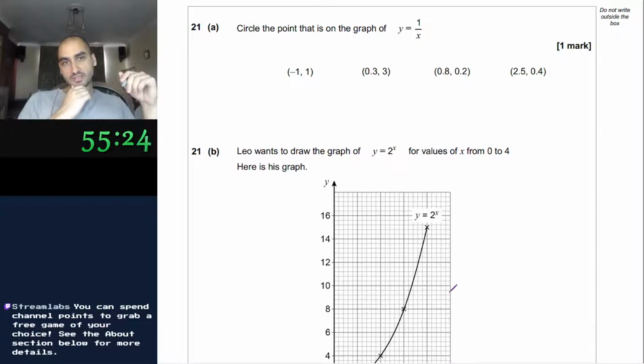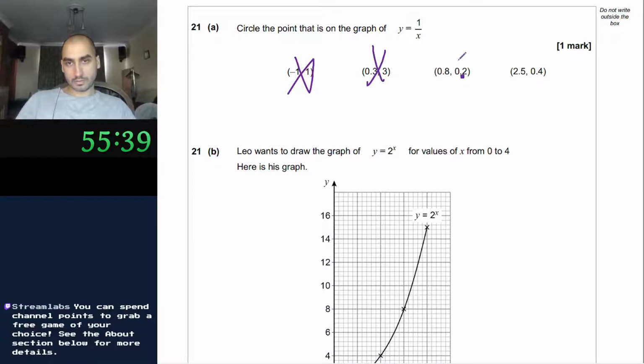Circle the point that is on the graph of y equals 1 over x. So... Nope. Nope. Nope. It's this one, right? 1 over 2.5. 0.4.